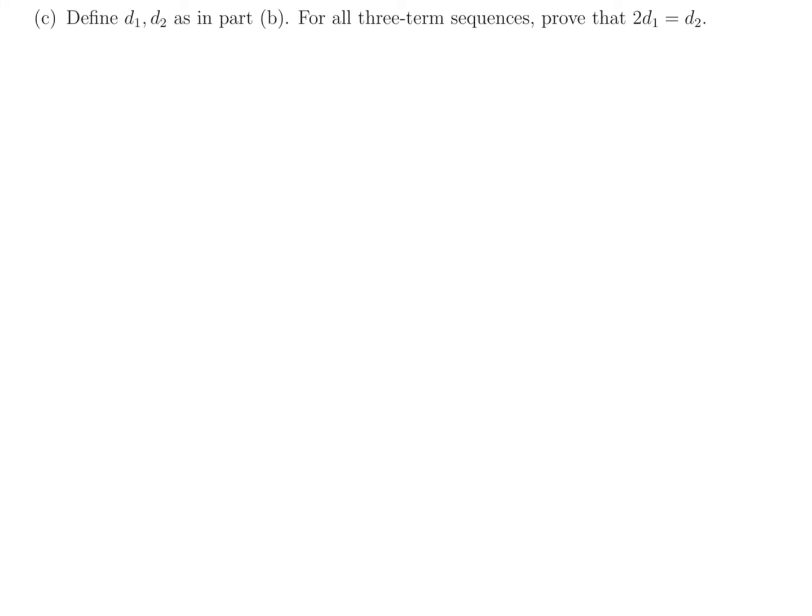Define d1, d2 as in part B. For all three-term sequences, prove that 2d1 is equal to d2. Well, let's see here. We have a, b, and c that we start off with, right? And if they are indeed an arithmetic sequence, they're of the form a, a plus d, a plus 2d. And as previously explained, if you take the first term and add it to the third term, it would equal 2 times the second term. Now, I'm not going to put this because that's obvious, but I'm going to put this, correct?